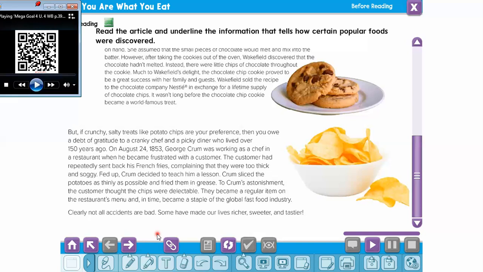Because it was written that he tried to teach a bad customer a lesson. So he sliced the potatoes as thinly as possible. He was not intentionally making a new kind of food. He was trying to make something very thin for the customer, but he ends up making some new food that everyone likes now. Excellent, excellent.